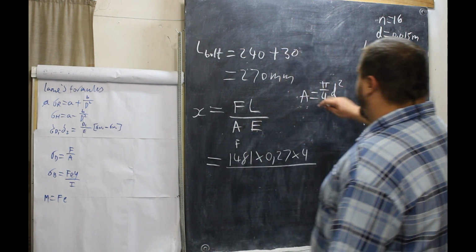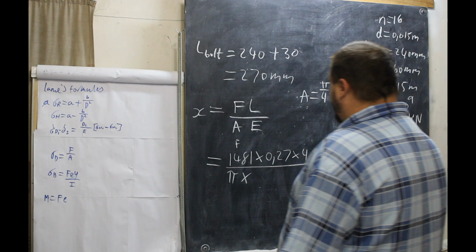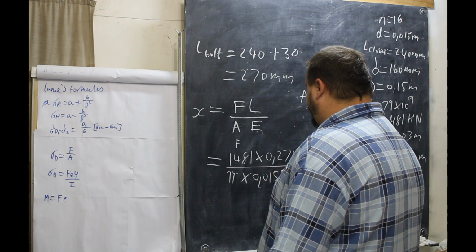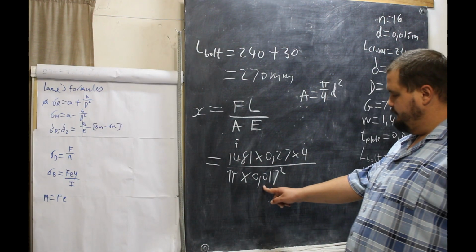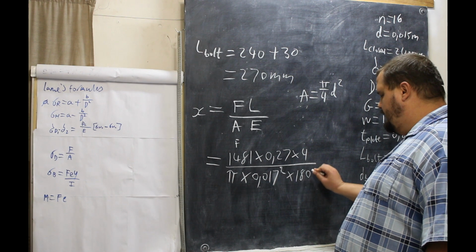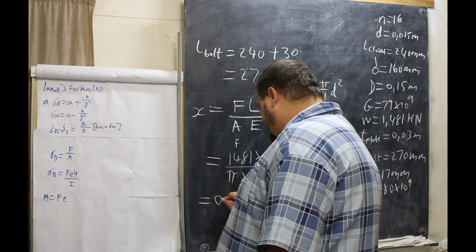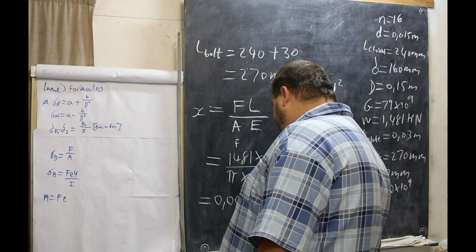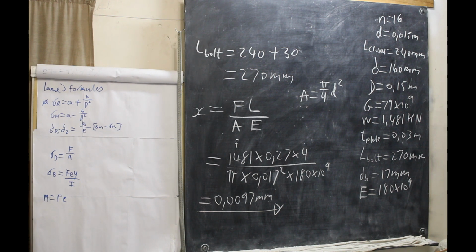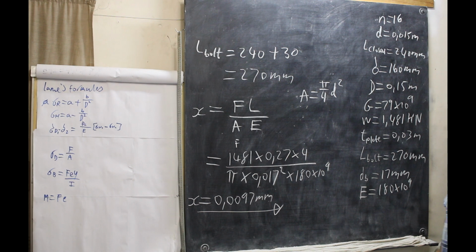Because it's on the bottom, this whole thing inverses. So now we put pi here, times d, which is 0.015 squared. This here is our diameter of the bolt, times E, 180 times 10 to the 9. You put this in your calculator and you get 0.0097 millimeters. That is how much it moves by. That is your extension. So X is equal to that. That is your extension.